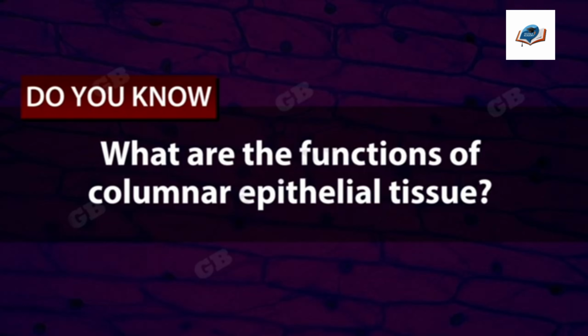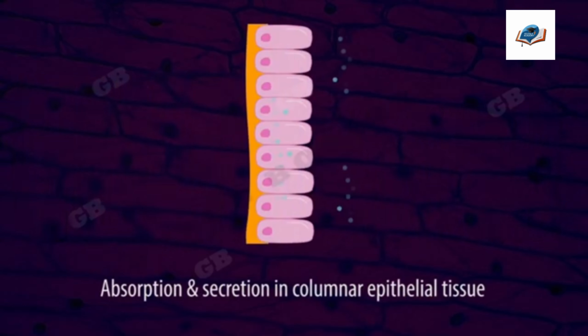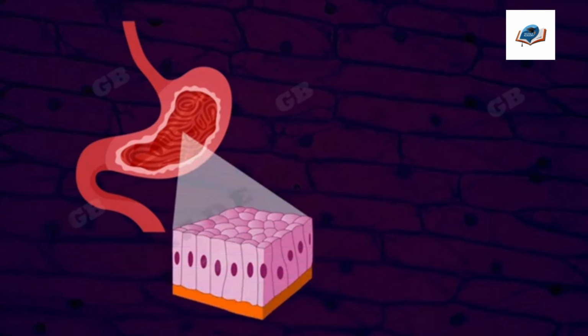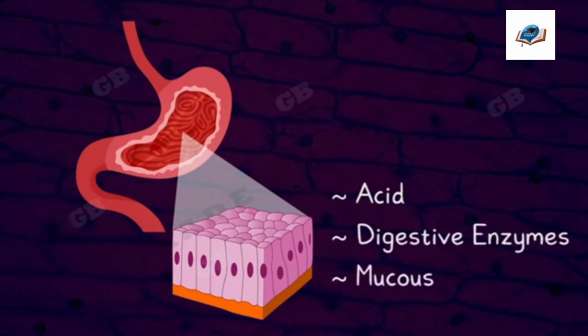Let us see the functions of columnar epithelium. Absorption and secretion. The main function of the columnar epithelial tissue is to absorb nutrients and secrete various substances. In the inner lining of the stomach, columnar epithelial cells secrete acid, digestive enzymes, and mucus.